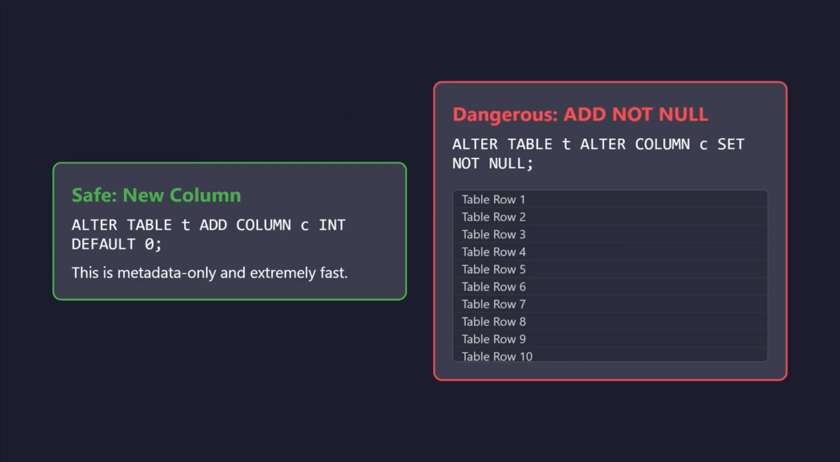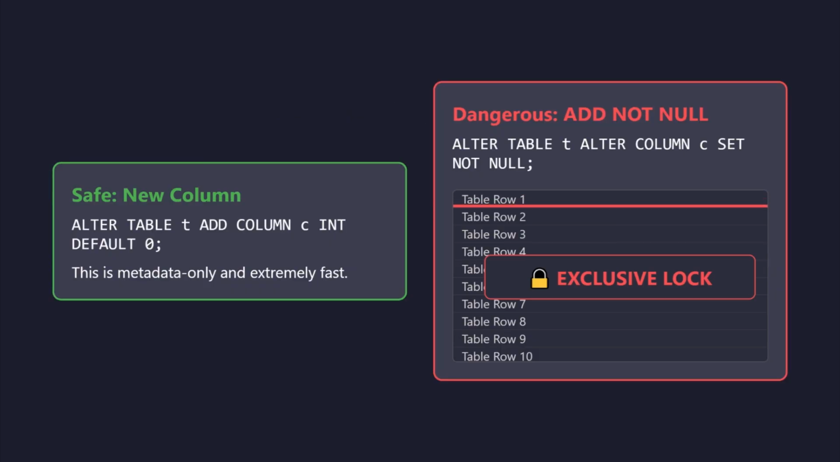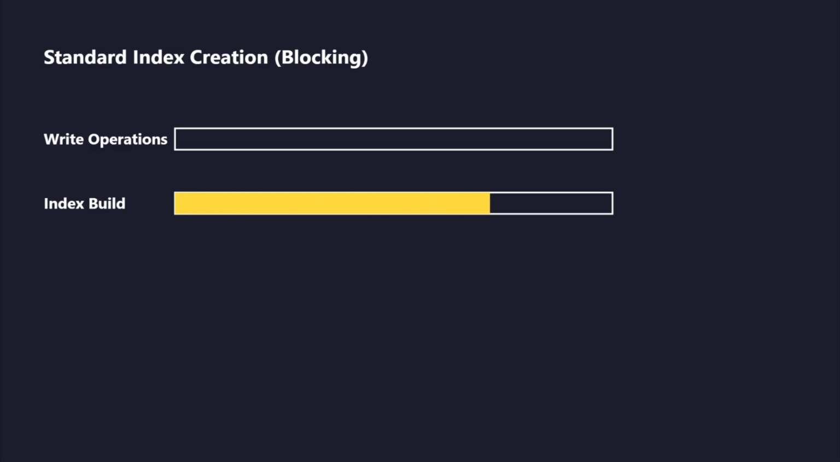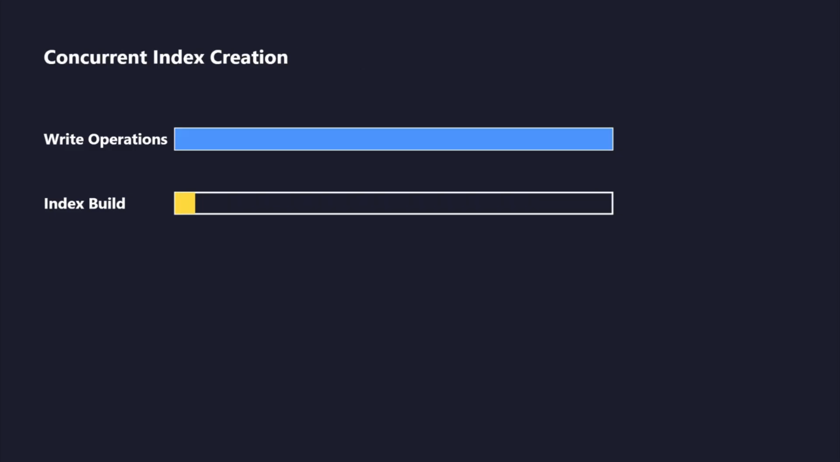Adding a column as not null with a default is safe in modern Postgres, but adding a not null constraint to an existing column requires a full table scan. This scan holds an exclusive lock that blocks all concurrent operations. Standard index creation blocks writes until the index is built.